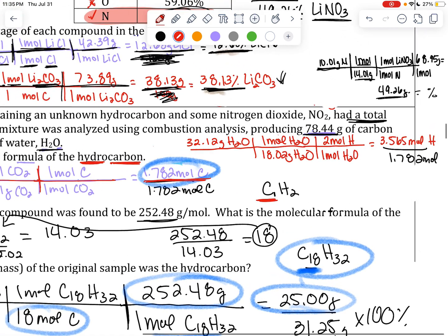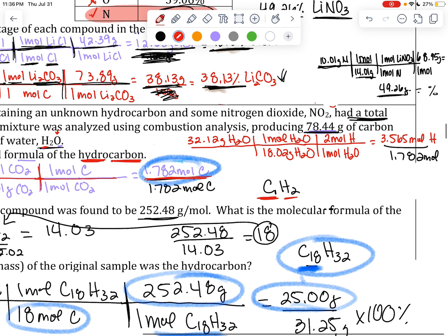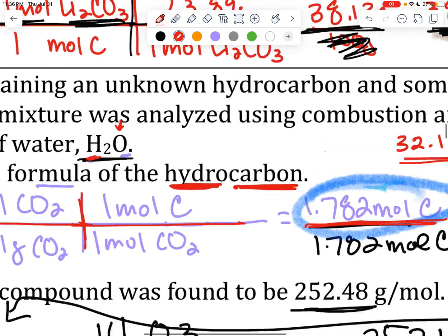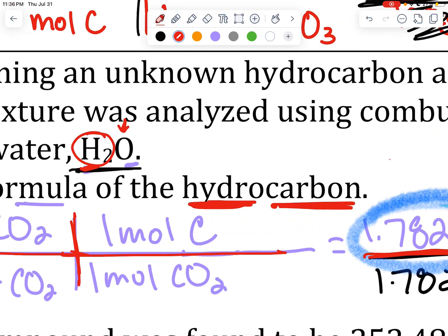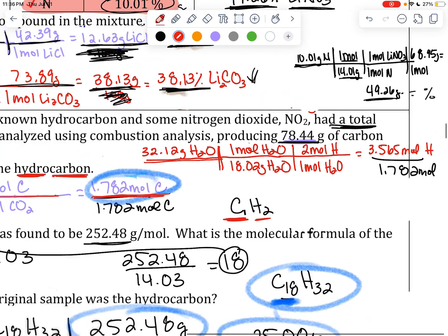Then my H's, how do I get my H's? Remember, you wouldn't want the oxygen because the oxygen is in both places, plus a hydrocarbon is C's and H's. So once I do that, I get my 32.12 grams of water. Molar mass goes on bottom, that's 1 mole. And then if I look at this little compound, I have 2 moles of hydrogen per 1 mole of water. So when I set that up in my T-chart, it gives me my moles of hydrogen.